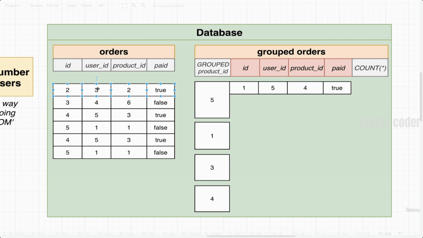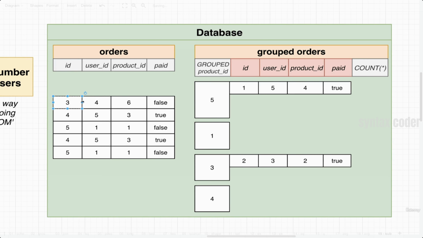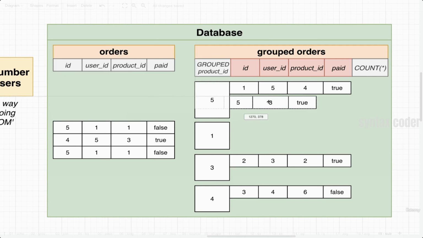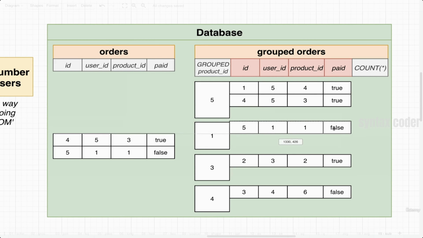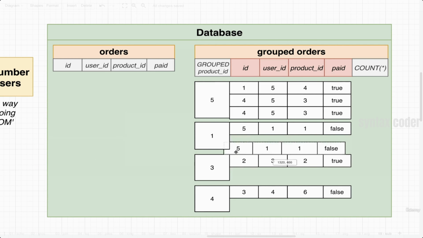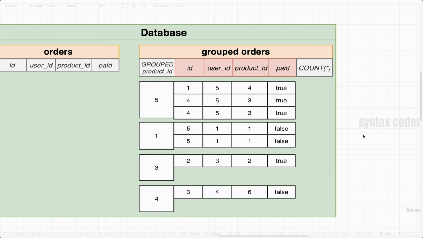So there's the first one. This is for user ID 3. Here's 4, a 5. I'm doing this as quickly as I can, I promise. A 1, and then a 5, and finally a 1. Where is that? Right there. There we go. So those are our groups.